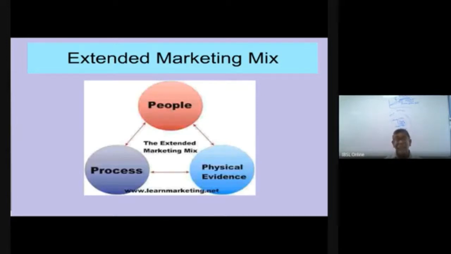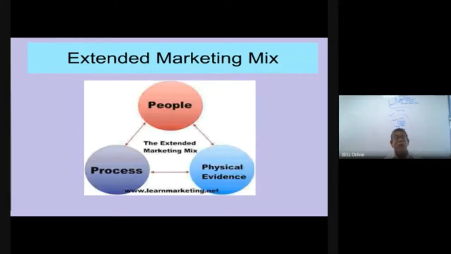For that, we need to understand what these 7Ps are. What I'm going to discuss today and maybe next week is all about how you use these 7Ps. So, what are these 7Ps called? Marketing mix elements. Clear?